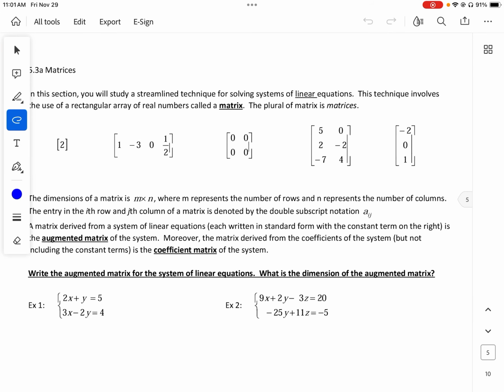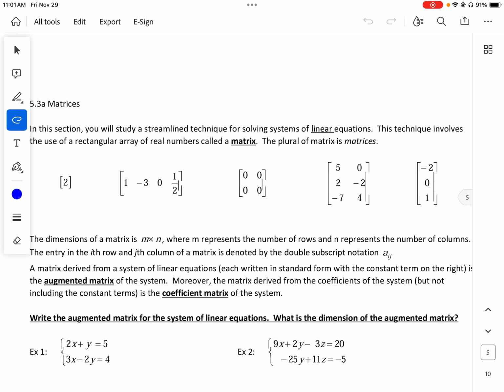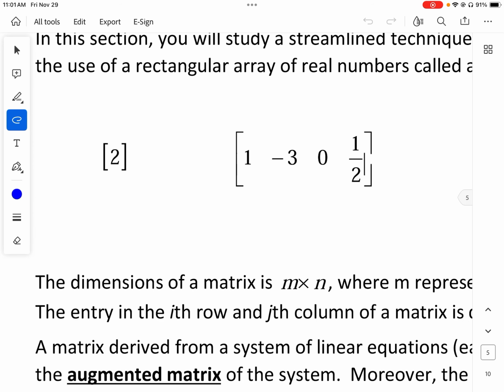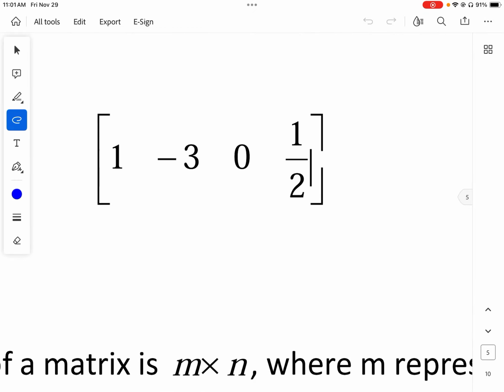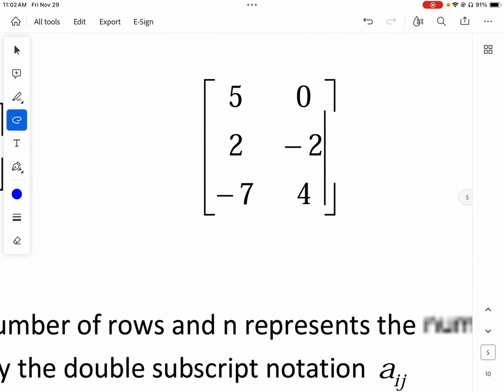Let's look at how to use matrices to solve systems of equations. We are going to use an array of real numbers, which is called a matrix. The plural of matrix is matrices. A matrix looks like this. This one has just one entry. This one has multiple entries: 1, 2, 3, 4 entries. This one has 4 entries. This one has 6 entries.